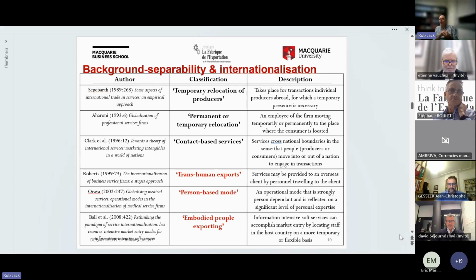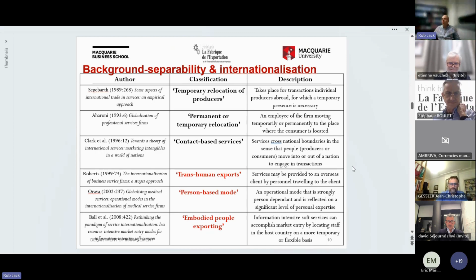So there has been some attempt at trying to develop terminology around doing this. And the ones I've highlighted in red are the ones that I'm specifically looking at. So transhuman exports is perhaps a rather unusual term to use, but it has been used in the literature. And you can see the descriptions that are listed there.